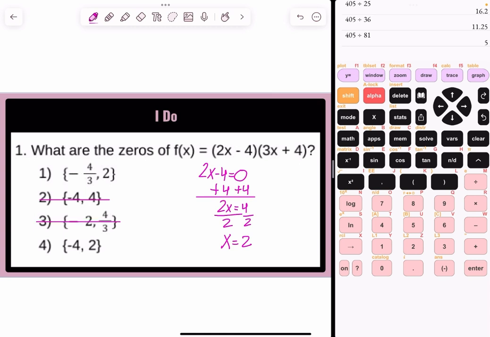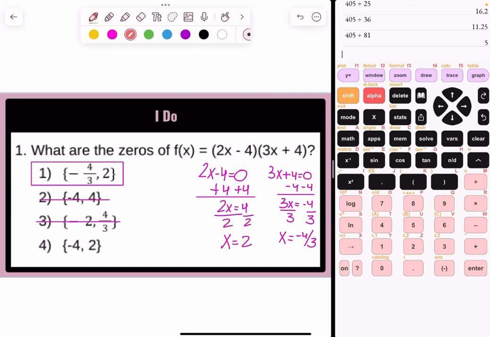I have two of them that have my answer as 2. Perfect. Now 3x plus 4 equals 0. Subtract 4. We get 3x equals negative 4. Divide by 3. x equals negative 4 over 3. Answer choice 1. Perfect. Let's go look at the next question.